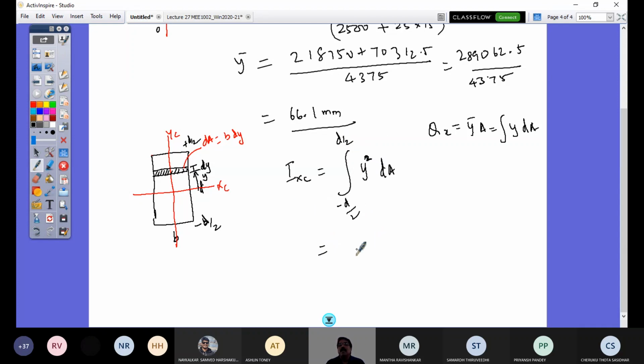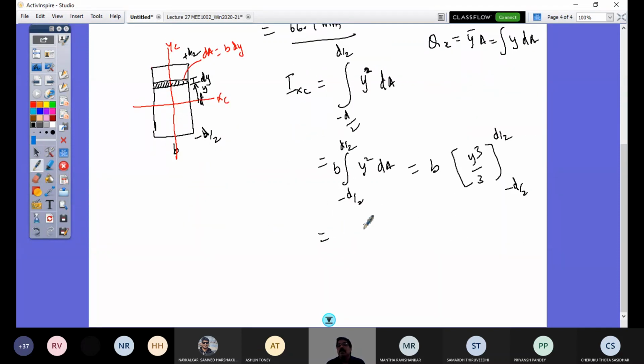So how do I get that? Now see, this is going to be integral y squared dA, where dA is b into dy. So b is constant, I take that out. So this is minus d by 2 to d by 2. That's going to be b into y cube by 3, from minus d by 2 to plus d by 2. So what is that I have?